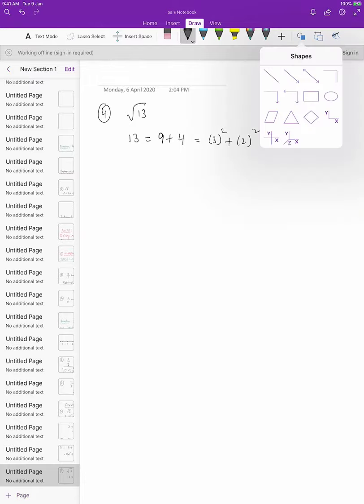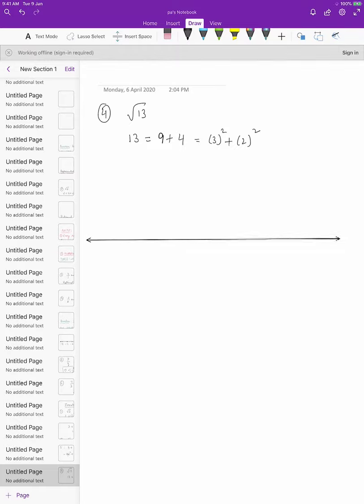Now let us see how to represent root 13 on the number line. As I told you earlier, the two important numbers for us are 3 and 2. So either I will take 3 units on the number line and 2 units perpendicular to it, or vice versa, means I can take 2 units on the number line and 3 units perpendicular to it. Both ways it will work.